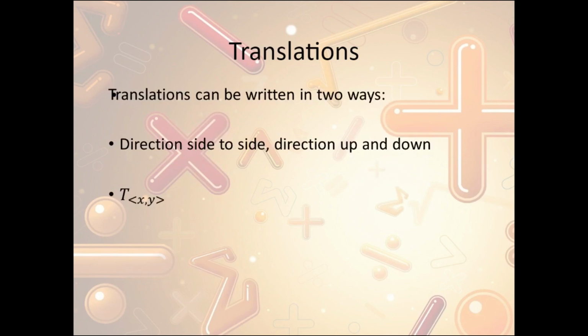So there's two ways that translations can be written. We could write it as a direction, side to side and up and down. So we could say we're going to move to the right 6 units and then down 4 units. Or we could write it this way, T, and then these little carets here, and then (x, y). X represents the change in the x, so the side to side movement. And the y represents the y movement, so the up and down movement.